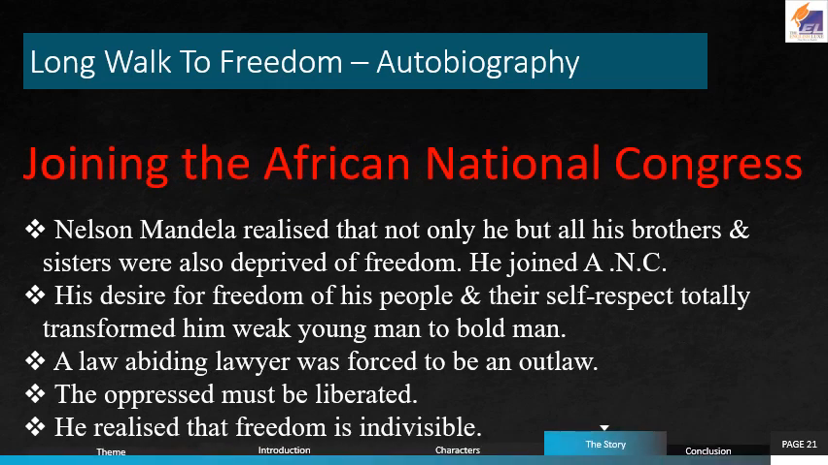Joining the African National Congress, Mandela realized that not only was he deprived of freedom, but his brothers and sisters were also deprived of freedom. That's why he joined the African National Congress, which we can call as ANC. It was his desire for the freedom of his people and their self-respect that totally transformed him from a weak young man to a bold one. A law-abiding lawyer was forced to become an outlaw.